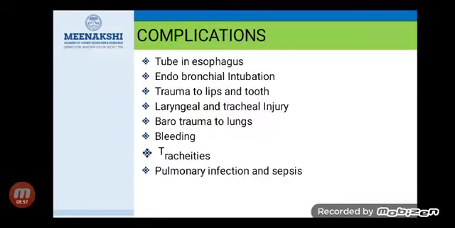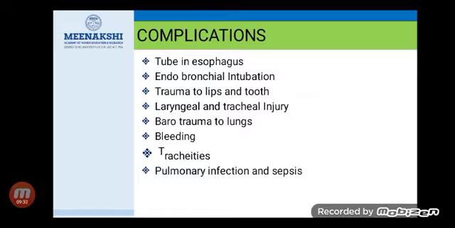Move on to the complications. The first complication is the tube in the esophagus. Sometimes the tube is displaced from the trachea into the esophagus. Then endobronchial intubation. Endobronchial intubation means that instead of endotracheal intubation, sometimes the tube goes into a bronchus. It may be complicated by lung collapse or pneumothorax.